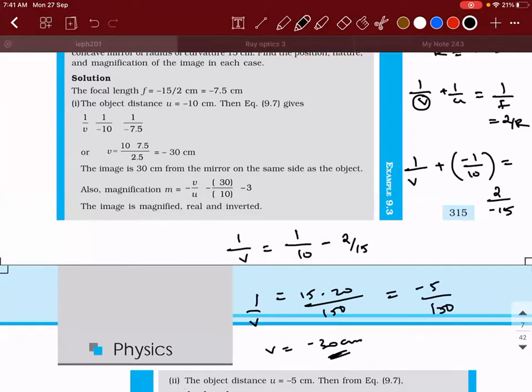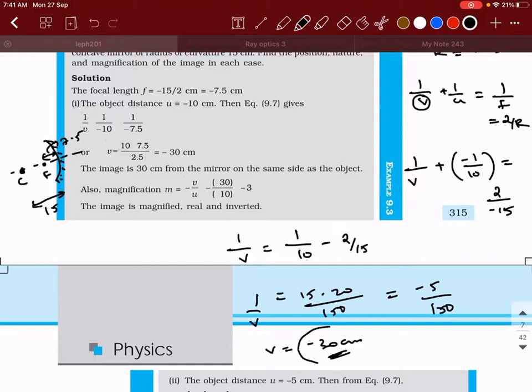See here, the point I wanted you to notice. If you take this as the concave mirror, the concave mirror's radius of curvature is how much? 15, correct? So radius of curvature is 15 means focal length will be 7.5. Right? Now where is the object placed? Object is placed at 10.